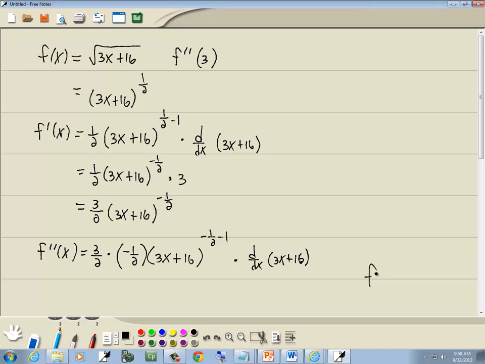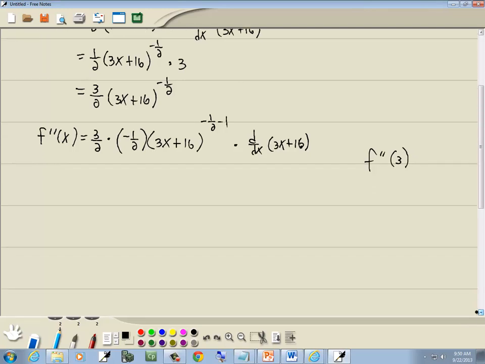Keep in mind what we're trying to find, because I'm getting ready to scroll. We're trying to evaluate that. So after we find the second derivative, we want to plug 3 in for x. Okay, 3 times negative 1 is negative 3. 2 times 2 is 4. 3x plus 16. Negative 1/2 minus 1 is negative 3/2. The derivative of 3x plus 16 is 3. So then 3 goes out in front, so that gives us negative 9/4. 3x plus 16 to the negative 3/2.